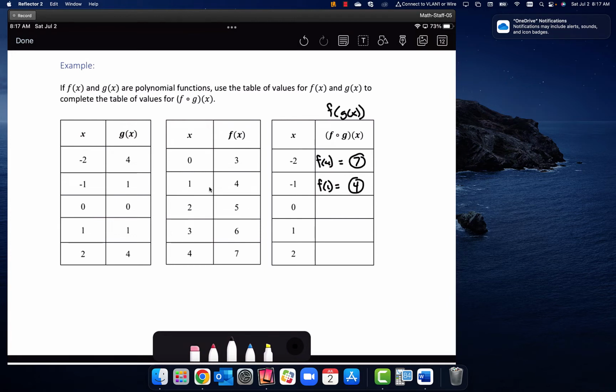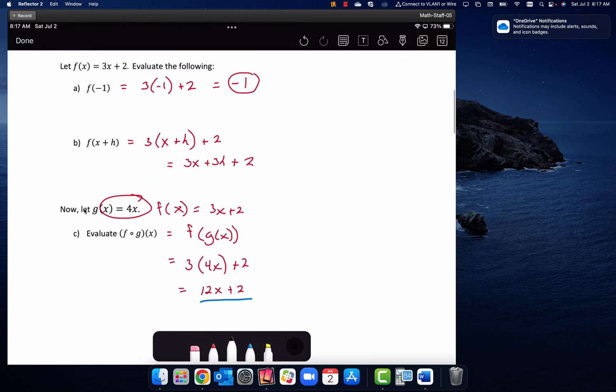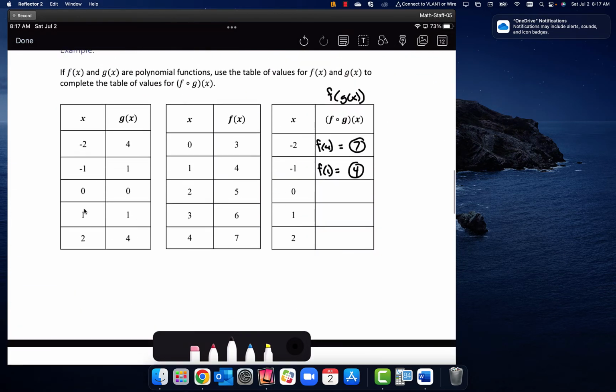x is 0. So we want to start here. When x is 0, g is 0. So on the inside, we have f of 0. And then f of 0 is 3. x is 1. So on the g function, when x is 1, g is 1. And then we're looking at f of 1, which is 4. Then x is 2. g of 2 is 4. And then f of 4 is 7.